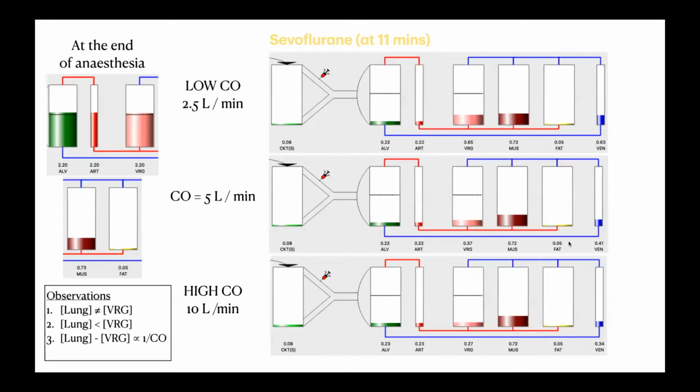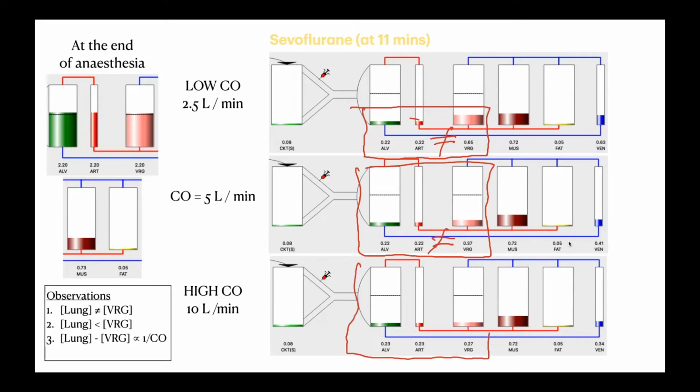And again, these are the compartments at 11 minutes. And this is the observation that I think you'll see, is that this idea that your alveolar pressure equals your brain pressure doesn't hold true in washout. So have a look here. The alveolar pressure does not equal your vessel rich group pressure. And again, your alveolar pressure here does not equal your vessel rich group pressure. This one here is pretty close, okay? And this is because this is a patient with high cardiac output. So remember, patients with high cardiac output will reach equilibration a lot faster, but it's still a little bit further away.